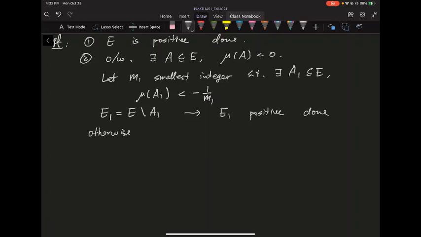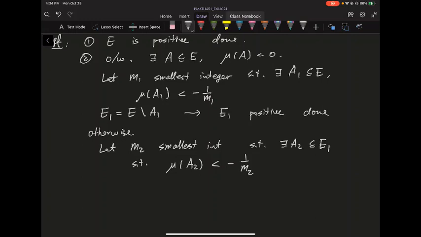Otherwise, E1 is not positive, then there exists an A2 inside E1 which is negative, okay? The measure of A2 is negative. So I can take an A2 that's as negative as possible as well. So I should say otherwise, let M2 be the smallest integer such that there exists an A2 inside this E1, so that the mu of this A2 is as negative as it can be, so minus 1 over M2.